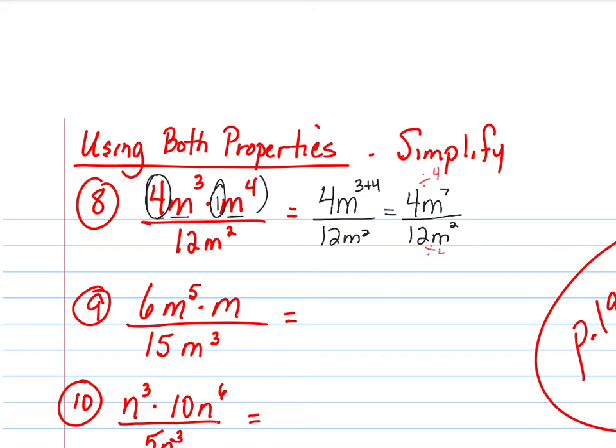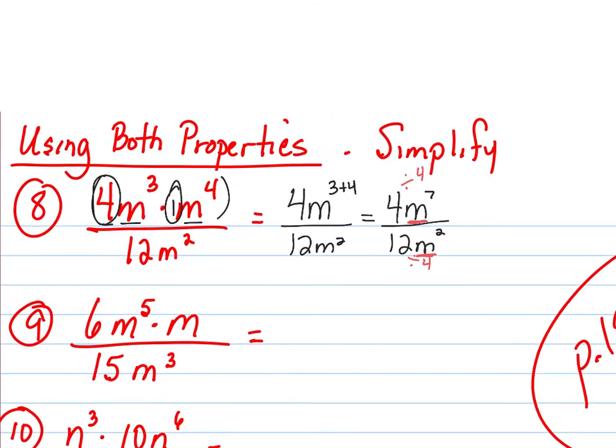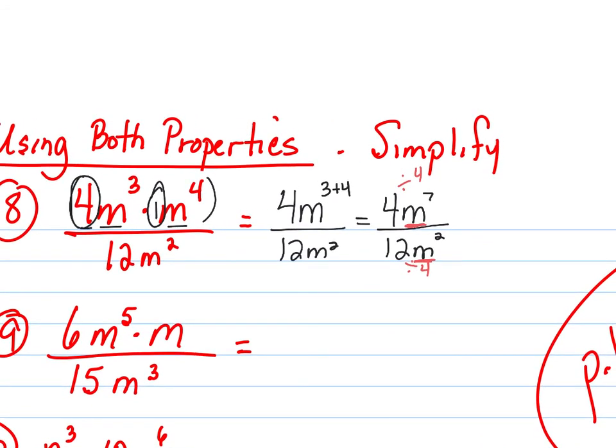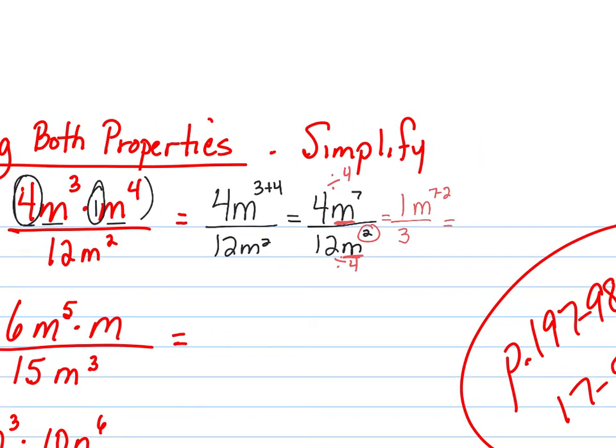4. Are these the same bases? m to the 7th and m to the 2nd? Are those the same bases? Yep. So on the numerator, 4 divided by 4 is 1, over 12 divided by 4 is 3. We're going to use our rule, m to the 7 minus 2 power. And we get a final answer of m to the 5th over 3.